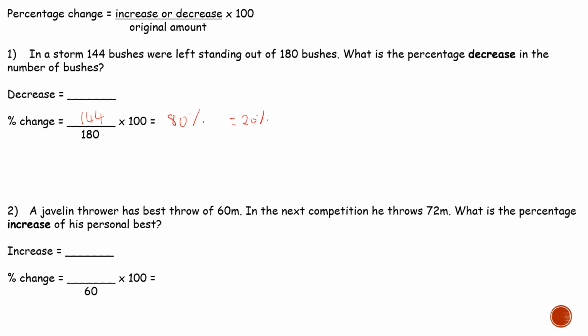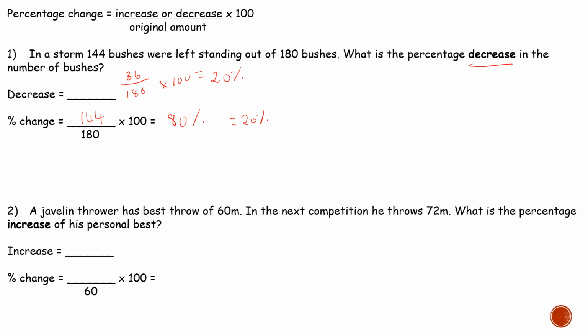The other way is to go, right, okay, we had a decrease of 36, so I'm going to do 36 over my original amount, which was 180. I'm going to times that by 100, and that would give me 20%. So 2 ways. It's going to give you the same answer. It's just making sure that you know what the question is asking you, which in this case, it's asking me the decrease in the number.